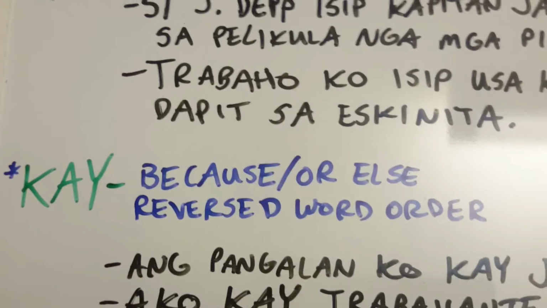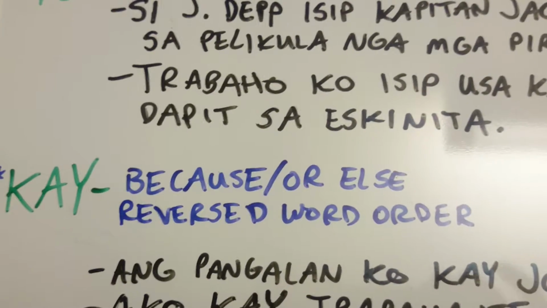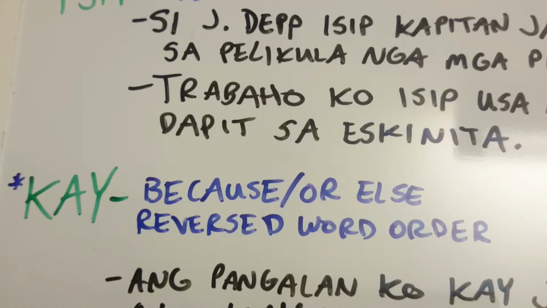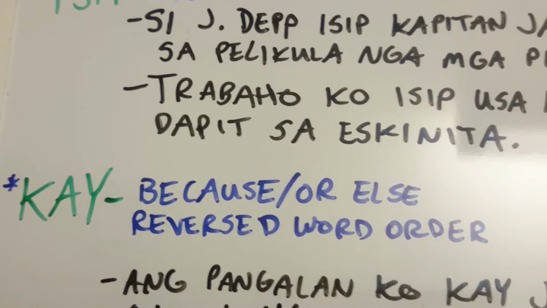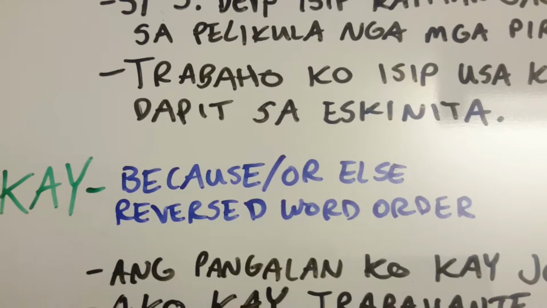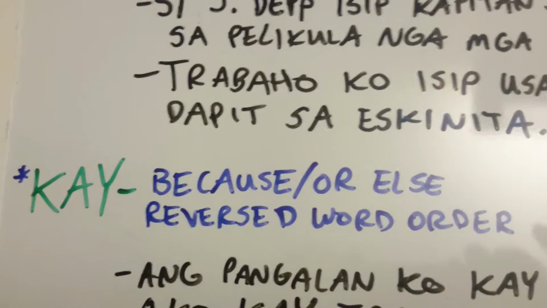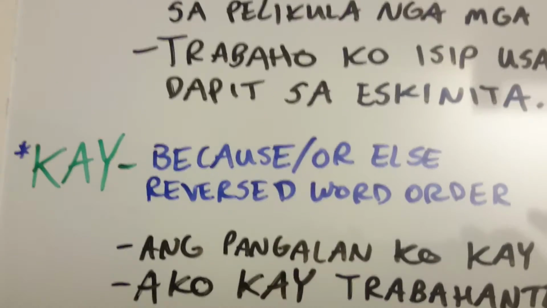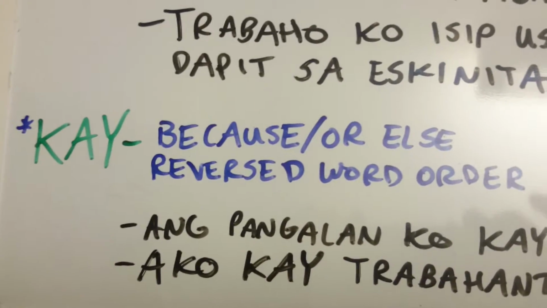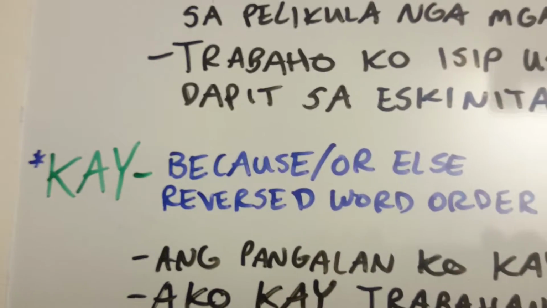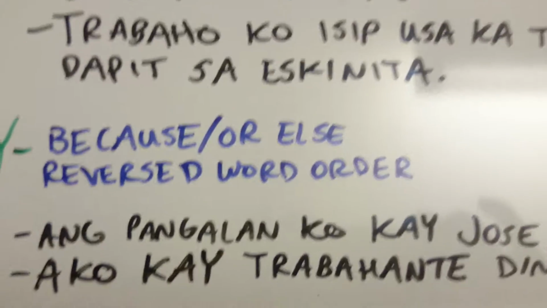And kai can also mean that a sentence had a reversed word order, or a word order was just kind of worded differently. Because you know how in Cebuano, it's a verb, subject, object word order. But if you change it to a subject, verb, object word order, then the kai is going to get used. So here are the two examples for that.